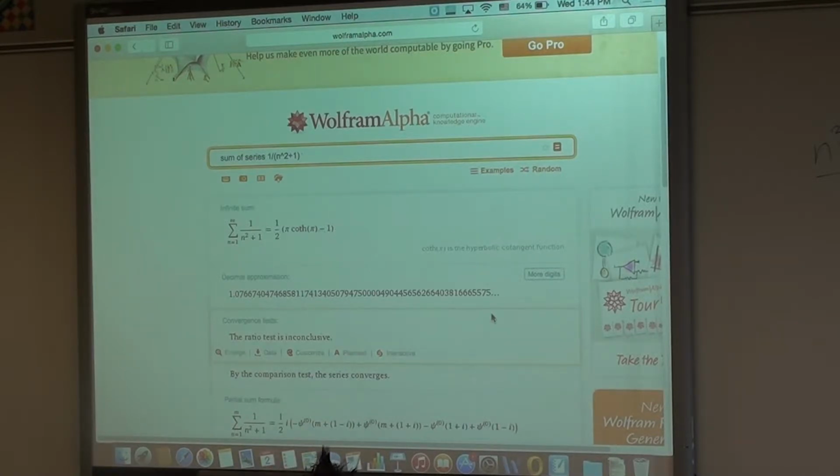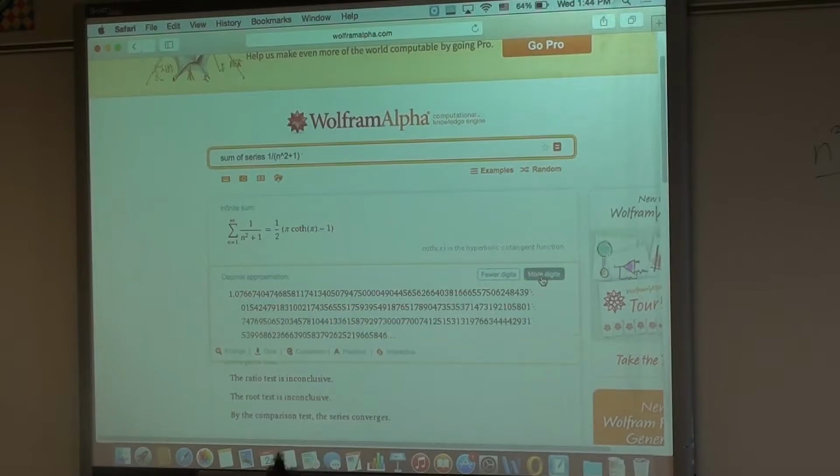Quiet, please. It's the hyperbolic cotangent. So, what is coth? It is the hyperbolic cotangent function. So you have pi hyperbolic cotan pi minus 1 times half. And here's the decimal approximation. You can get more digits. Another one. All right, so anyway, someone do me a favor and do pi halves and tell me what you get.